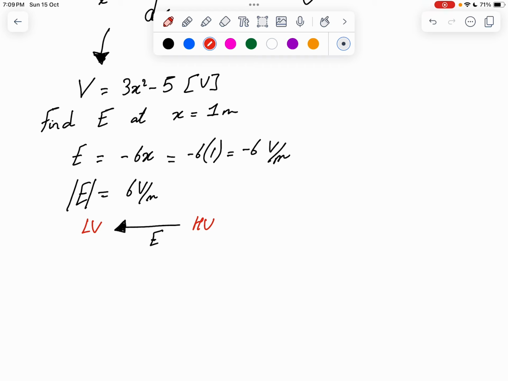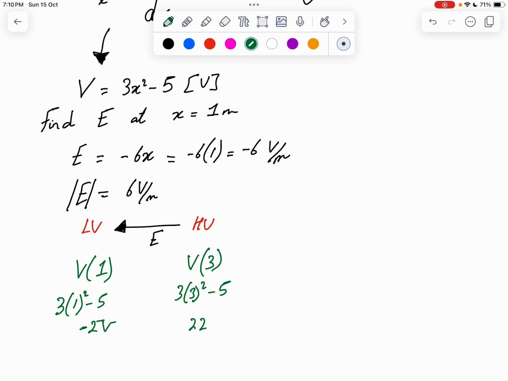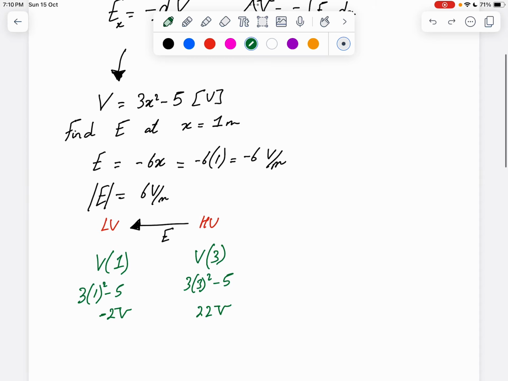Let's say we find the voltage at x equal 1, and the voltage at x equal 3, and compare them. We'll see that the voltage at 1 is smaller than at 3. So substitute: this is 1 squared times 3 minus 5, which is minus 2 volts, while this one is 3 multiplied by 3 squared minus 5. So 9 times 3 is 27, 27 minus 5 is 22 volts. Clearly, 22 is bigger than minus 2. So the electric field is to the left, and that's why we got the minus sign. But anyway, we care for the magnitude.